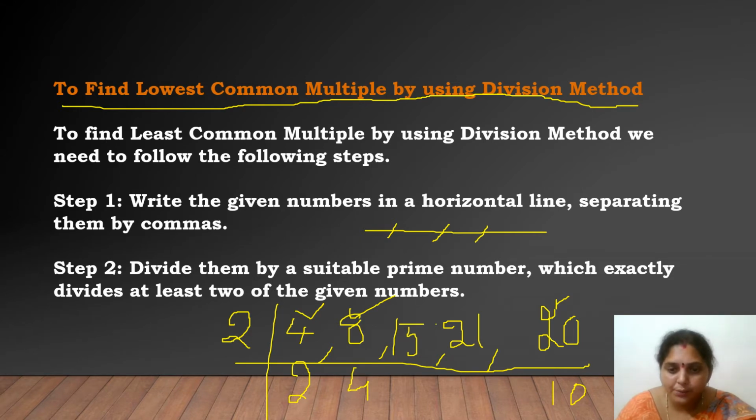and the numbers which are not divided by 2, what you have to do with them? You have to write them directly down. If you observe the next step, again 2, 4 and 10 are going to divide in the 2 table. Like this you have to continue the division till you get the last number as 1.